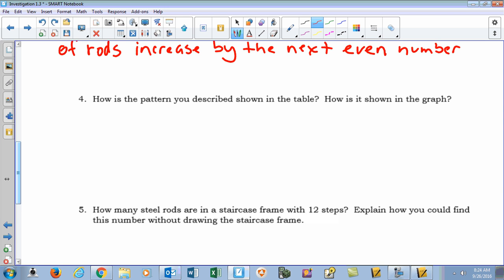Well, we just kind of talked about it, right? The number of rods increases by the next even number, 2 from the previous, right? And we even showed that little second difference thing there. How's it shown in the graph?